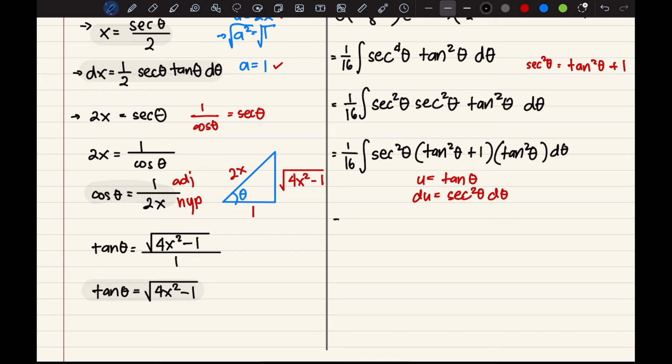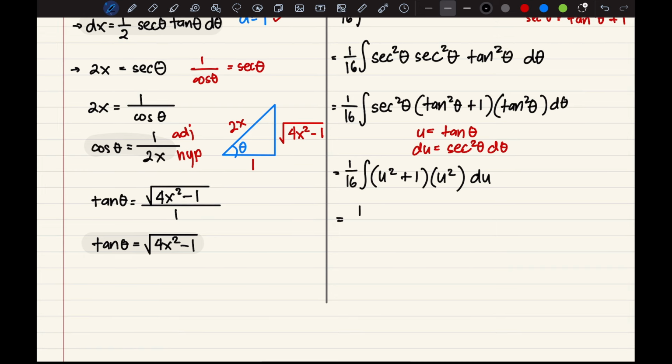So, rewriting our equation again, 1 all over 16, integral of secant squared theta, tsaka tangent, d theta, they will combine into du. And then lahat ng tangent function, papalitan natin ng u. So, we have tangent squared, this will be u squared plus 1. And then another tangent squared, this will be u squared. And then secant squared theta d theta will be du. And then distributing u, 1 all over 16 integral of u raised to 4 plus u squared differential u.